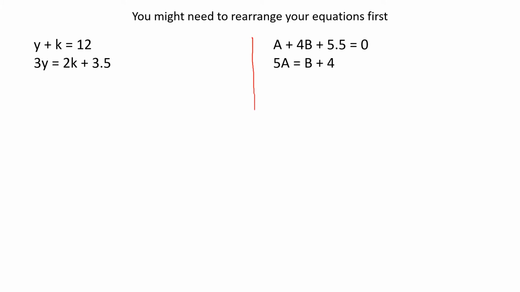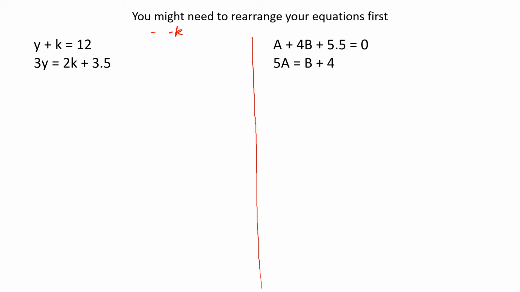Now, something that you might need to do is rearrange your equations first. We kind of want one of the equations to say y equals this or k equals this, so we can put it into the other equation. So with this first one, our first step would be to rearrange this into either y equals 12 minus k, or we could go with k equals 12 minus y. It doesn't really matter which. Let's use y equals 12 minus k though.